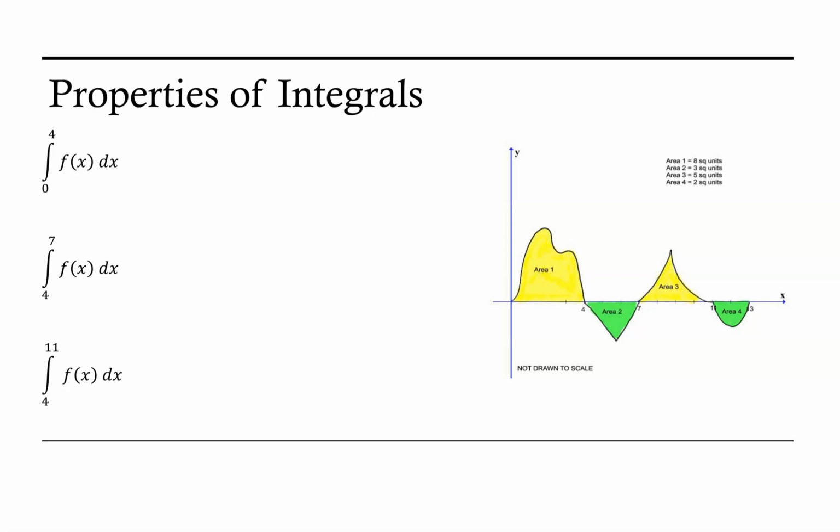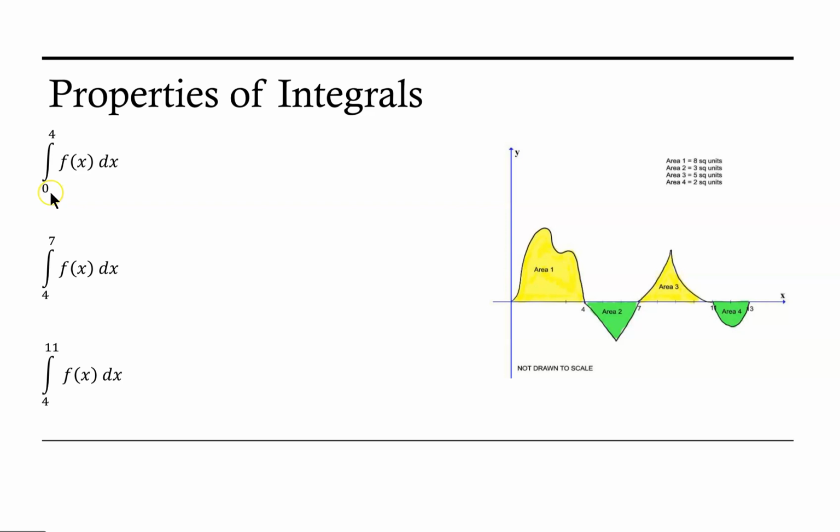Welcome. Let's take a look at applying the properties of definite integrals to some examples. We have the graph of a function here on the right. Note that this graph is not drawn to scale. And we have the area of the various regions between the function and the x-axis indicated in the upper right corner. So our first example is the integral from 0 to 4 of f of x dx.